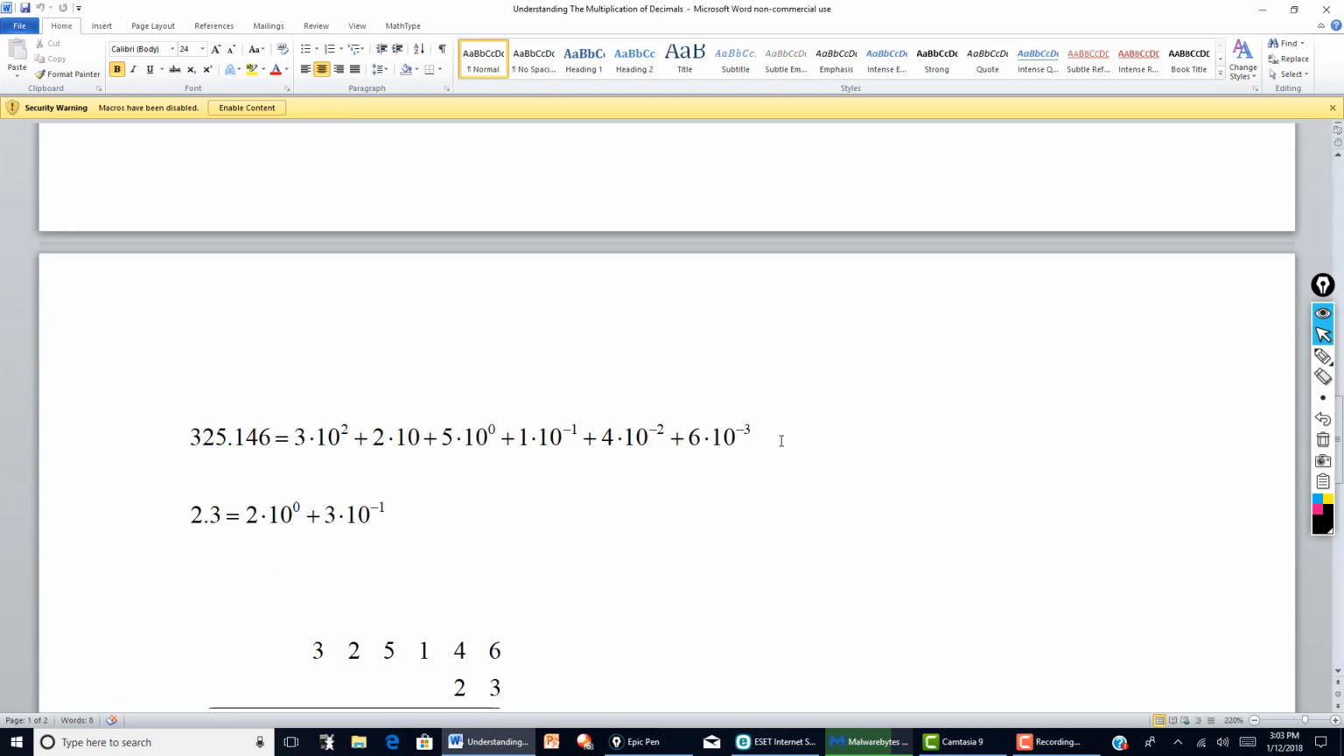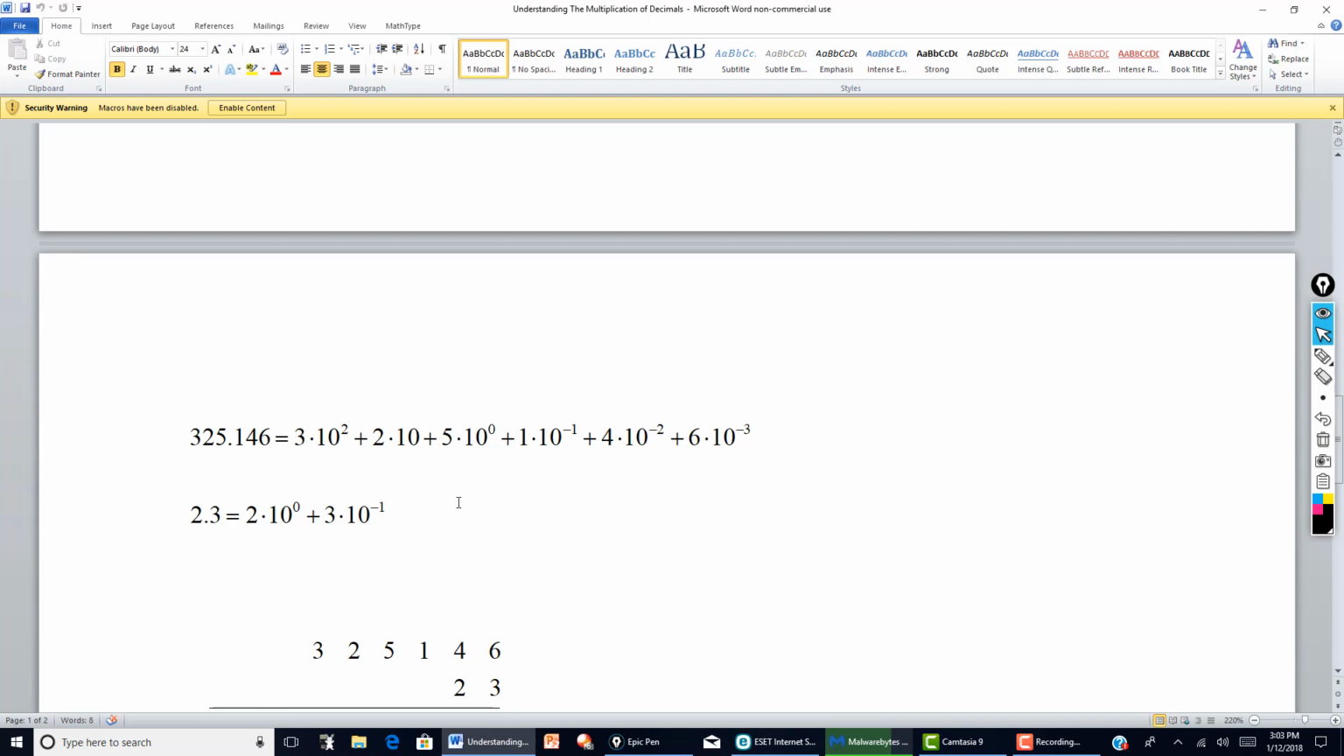So that we have 325.146. You can see the expansion of that. Talking about place value, that's the reason the multiplication of whole numbers or decimal numbers works the way it does, because of the situation with place value.